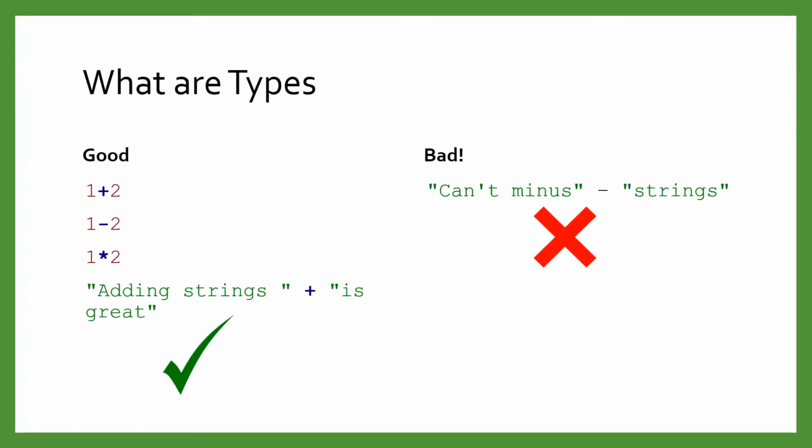Types control what you can and cannot do with things. We know that a number is a number because we can add it to another number, or subtract it, or multiply it. We can add two strings together, but we cannot subtract them. This is one reason why a string and a number are different.